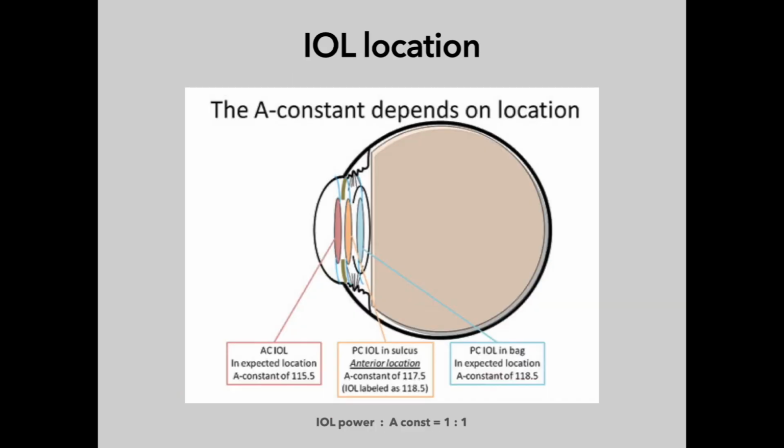A constant depends on IOL location. Sulcus location, which is 0.6 to 0.7 millimeters in front of the capsular bag, needs 1 diopter less power, minus 1 from the original A constant. It means that just a 0.15 millimeter shift of IOL location makes a quarter diopter change. For anterior chamber IOL, the A constant should be decreased by 3, and it makes 3 diopters less IOL power. A constant to IOL power is a 1-to-1 ratio as in the SRK/T formula.